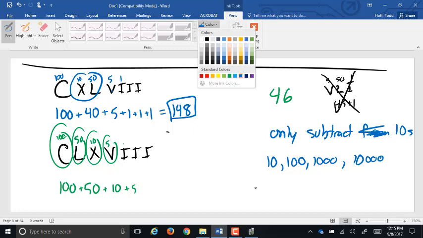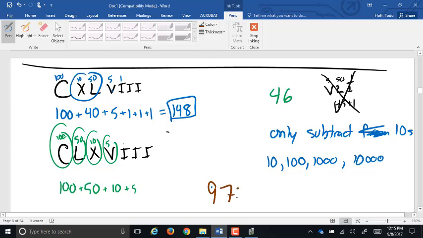So for 970, they would do 1,000, which is M, minus 100, not minus 50. And then they would add the 50 and 2 10s. So the same up here. They would take the 50 and they would subtract 10 to get down to 40. Then they would add a 5 and a 1 to get 46. It's actually a little bit longer. It's less efficient. But for some reason, they only subtracted 10s.